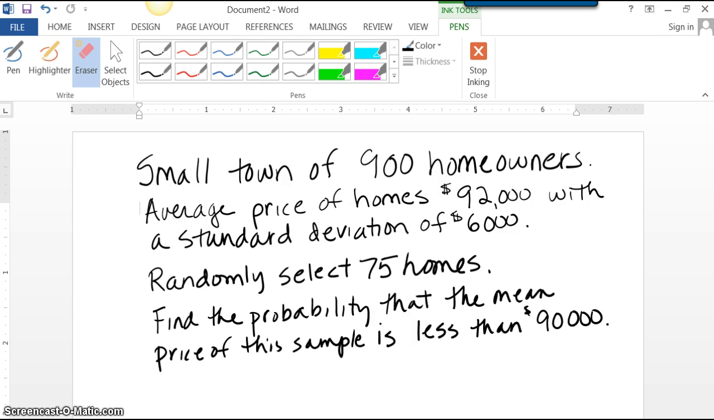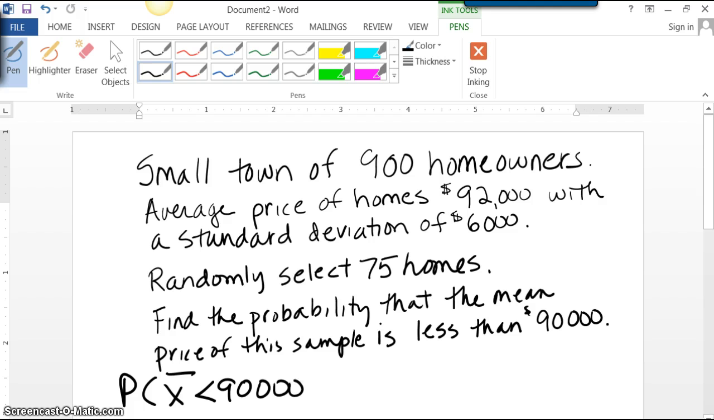This is an example of a problem about the sample mean where you need to use the finite population correction factor when you are standardizing your variable. We have a small town of 900 homeowners, and the average price of the homes is $92,000 with a standard deviation of 6,000. We're going to randomly select 75 homes, and we want to find the probability that the mean price of this sample is less than 90,000. So we are trying to answer this question: the mean price less than 90,000.